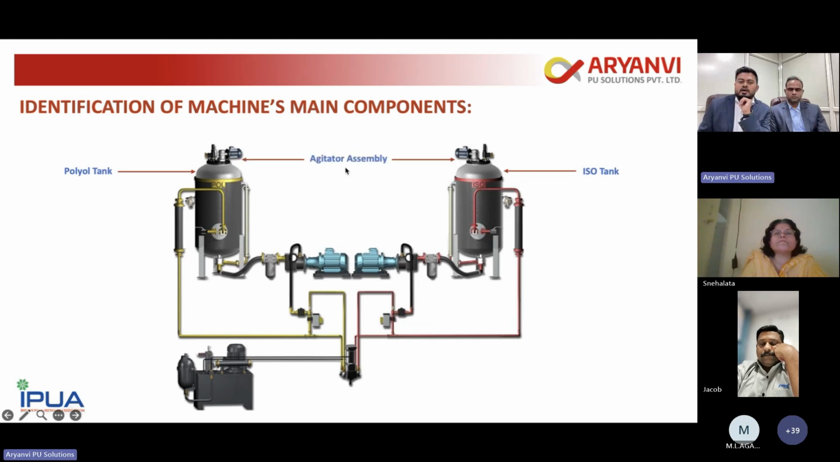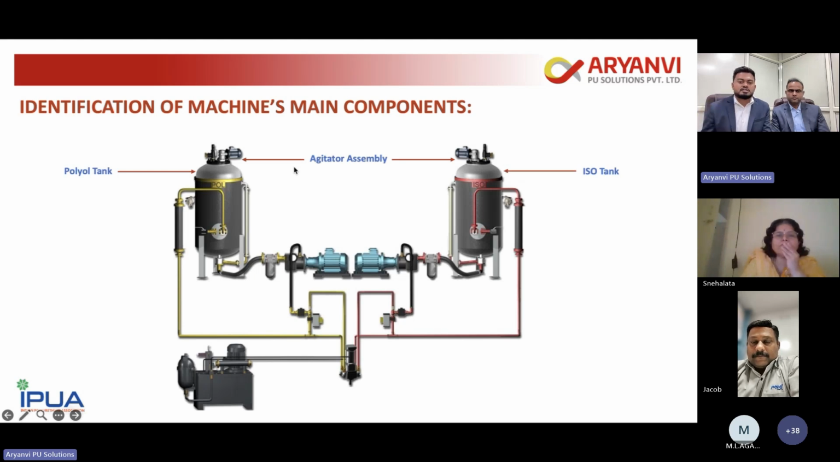On the polyol tank, we recommend having agitation, because in polyol you have a pigment which can settle down. This agitator will help you recirculate the chemical, mix the polyol and maintain uniformity, preventing the pigment from settling down at the bottom. For this reason, agitation is required.